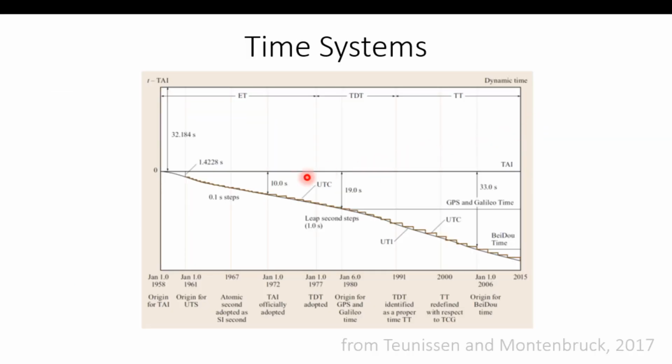So all GPS satellites use the atomic time. As you know, the international atomic time is a constant time that does not change with time. This time is shifted by 19 seconds, as you can see, for GPS and Galileo times. It is because the origin for the GPS system begins on January 6th of 1980.